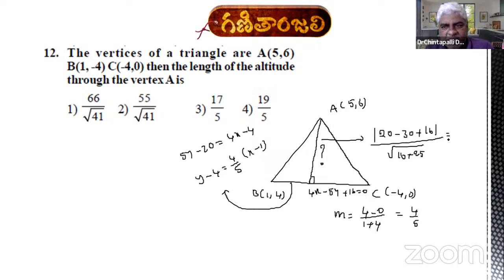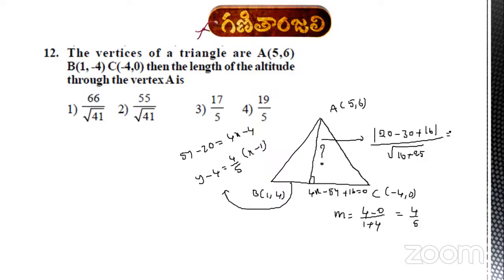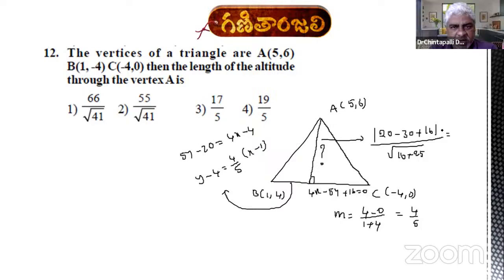Yeah. 20 minus 10, 30 minus 10 minus 10 plus 16. 6. Sorry, is it 6? Minus 10 plus 16, no sir, 6. 6 only. 20 plus 16, 36. 36 minus 36 only, right?